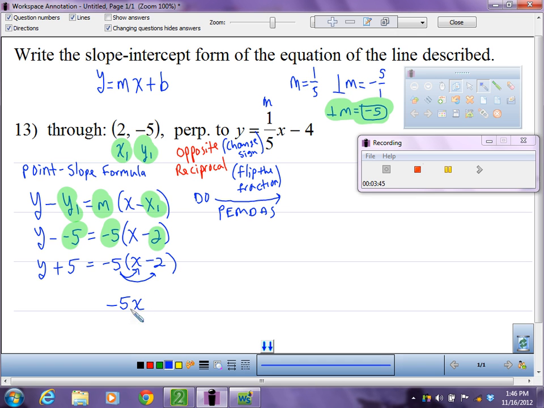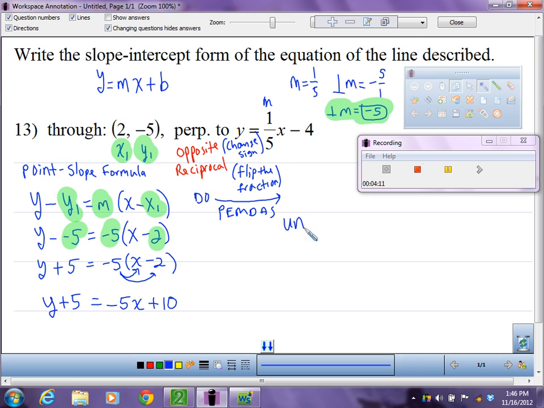Negative times positive is -5x. -5 times -2 becomes +10. Bring this guy down. And we've simplified the right side. There's nothing else to simplify. We are ready to solve for y, or undo the y. In other words, I have a +5 attached to the y.